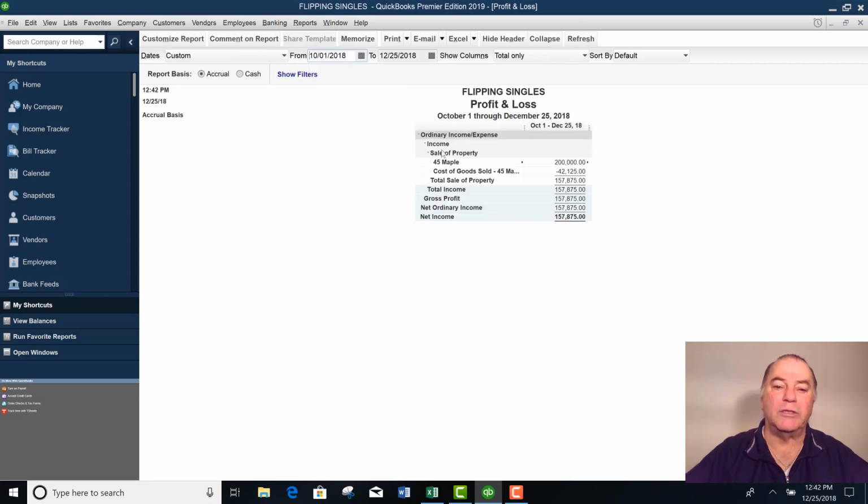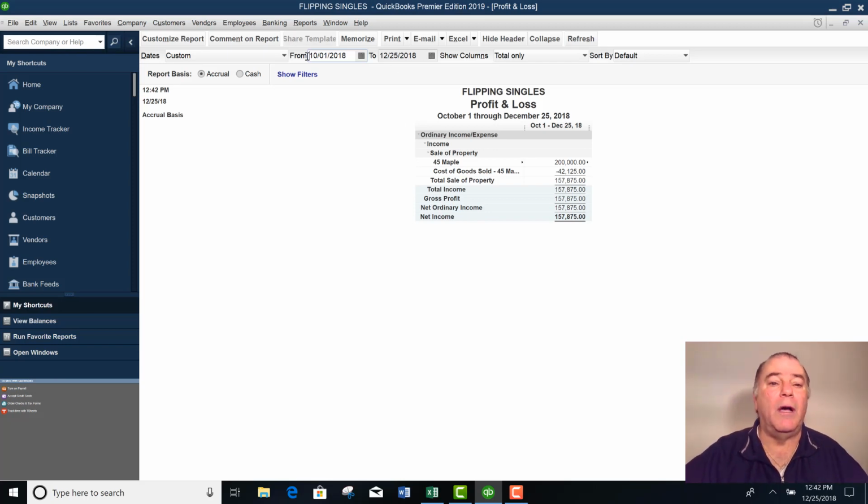You can see right here, sale of property, 45 Maple. I sold it for 200. Cost of goods sold, 45 Maple. Cost of my rehab and clean out and holding and sales was 42,125. So my total sale of property is 157. Now you can see here, that's what I made on that property, and that's why I do it this way, so that I can see on each individual property how much money I'm making.